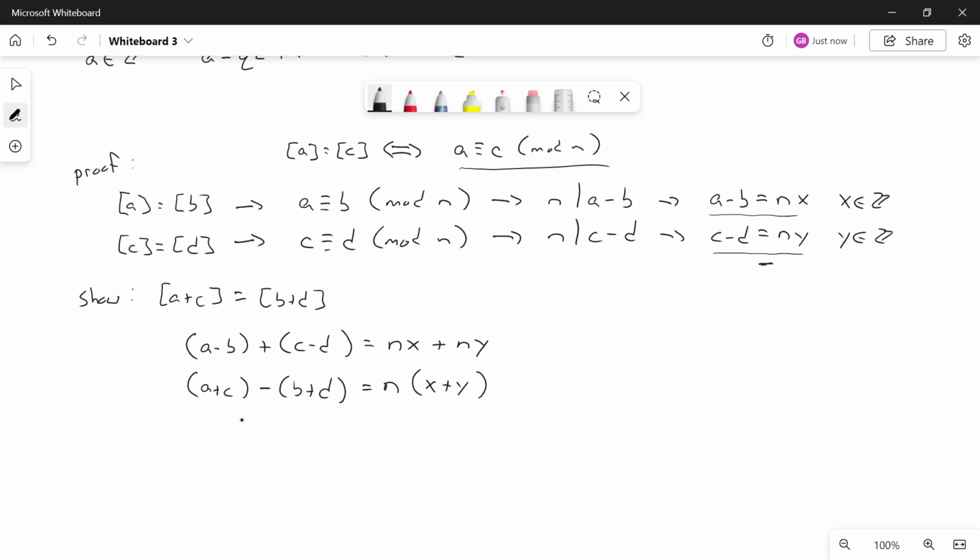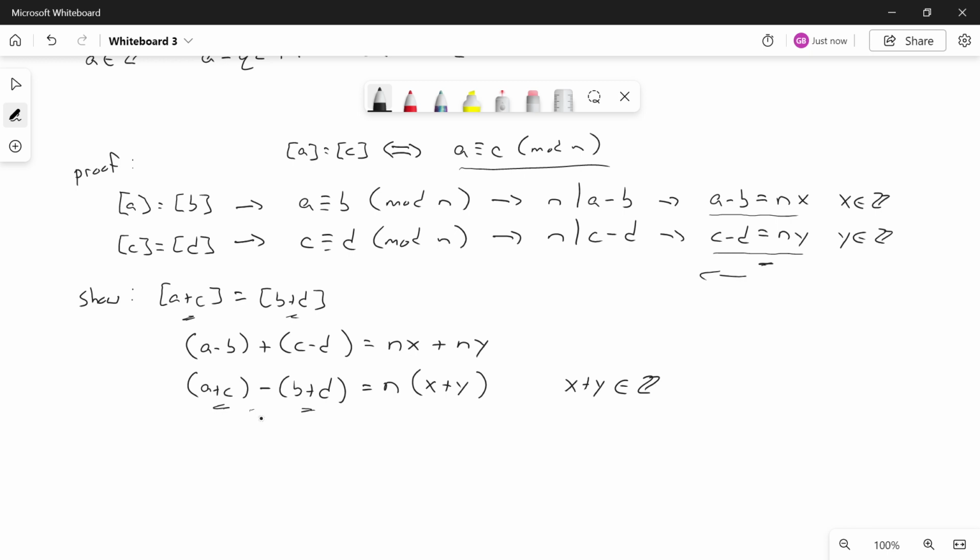Now notice here, we have A plus C, B plus D. Looks exactly like the form we have up here, A plus C, B plus D. So now we're going to work our way backwards here. So we have this little relationship. Now we want to put this back in terms of congruence classes. So what does this relationship tell us here? Well, notice that x plus y is an integer, because x is an integer, y is an integer. Add two integers together, it's still an integer.